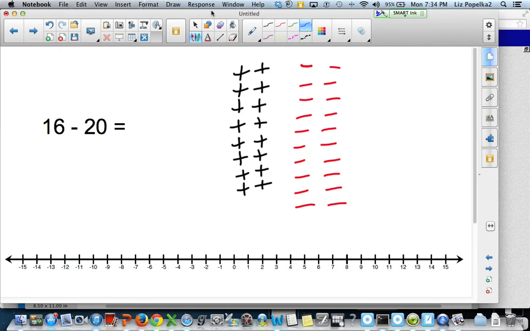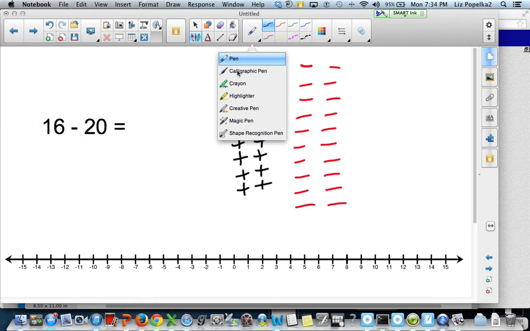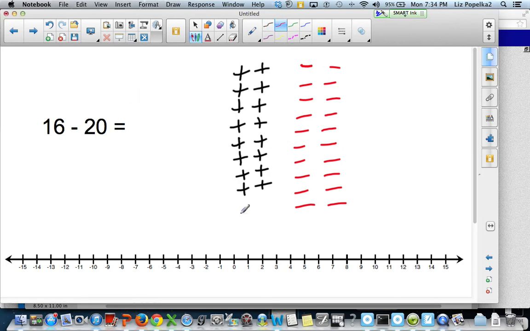So we've got a positive 16, which means I'm going to go here on the number line to positive 16, which is right here past the 15 on the positive side. And because it's minus 20, that means I'm going to travel to the left, which is the negative direction, and I'm going to travel 20 different places.